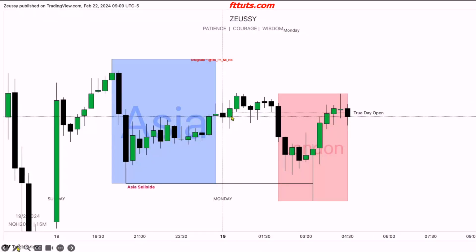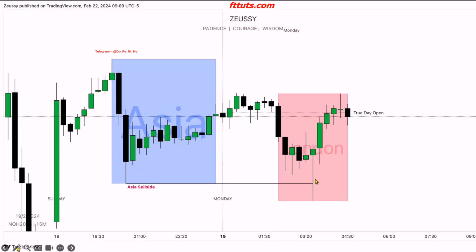Let's now take a look at the second example. Here we can see the Asia range annotated again, or plotted in blue. What we can see is that the Asia sell side got taken right here by this long wick. This is manipulation. This purchase sell side liquidity.